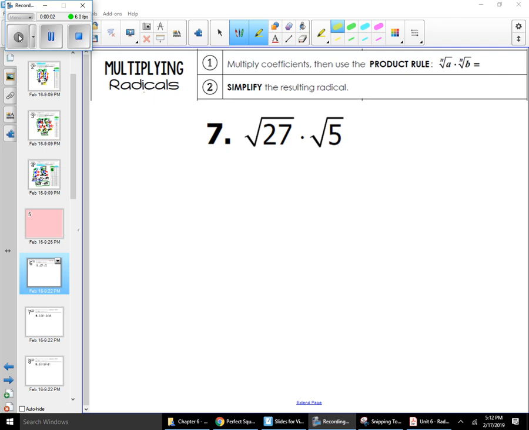All right, we're going to take a look at a few multiplication problems without variables at first. So just looking at mild and medium level problems here. Notice in number 7, I do have 2 square roots, so we can multiply these together. The tooltip at the top is telling us to first multiply coefficients. Conveniently, we don't have any for this first problem, so we don't have to worry about that.